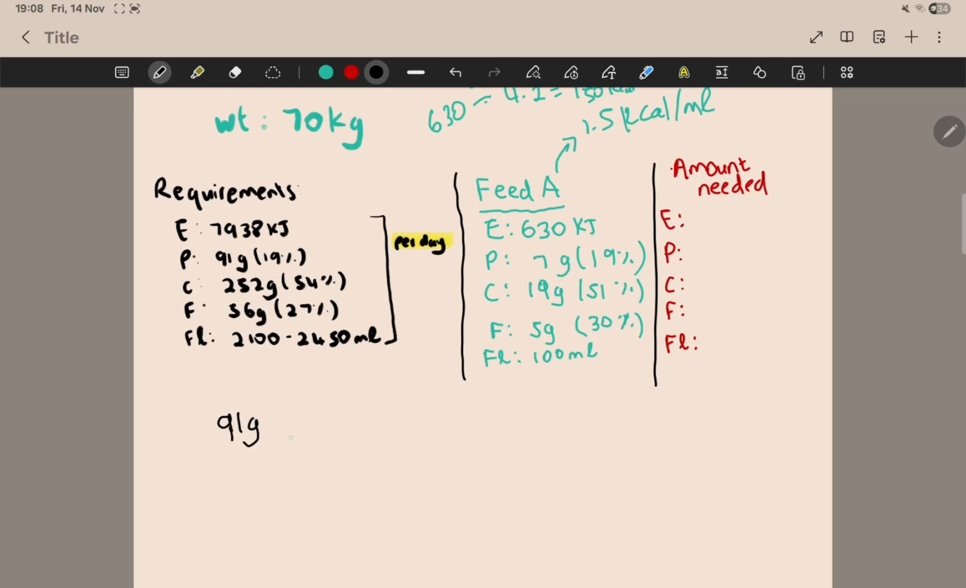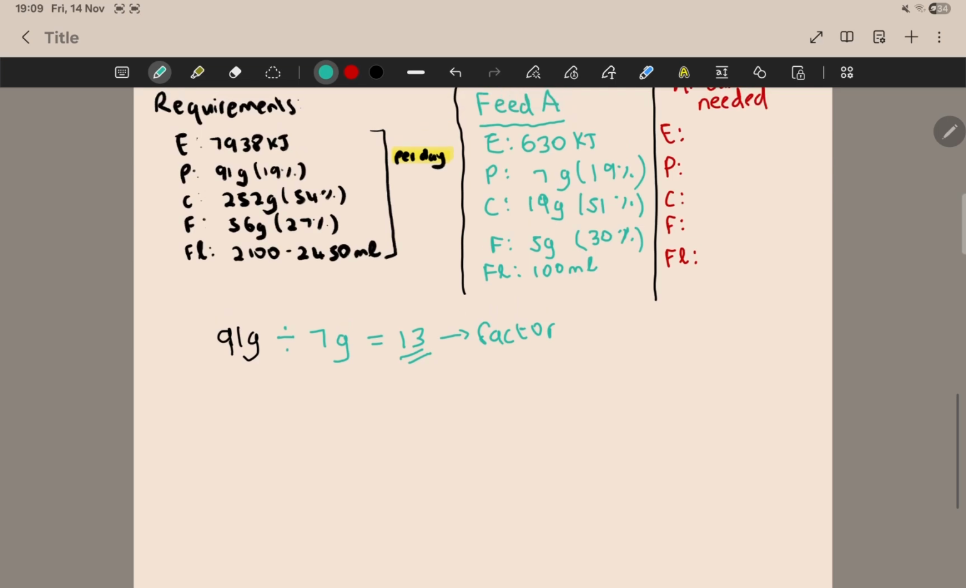So we have 91 grams from our requirements, and then we simply divide that by the protein in feed A per 100 ml. Make sure that you use the 100 ml value. It's going to make your calculation so much easier. So you get a value of 13. So 13 is the factor.